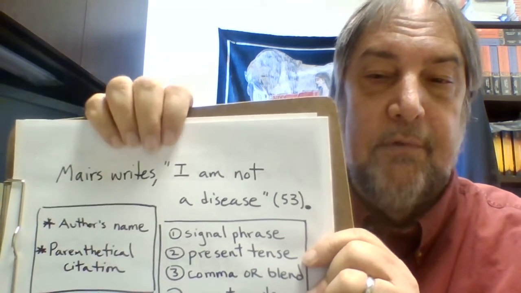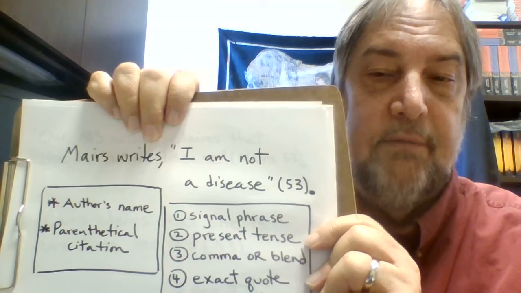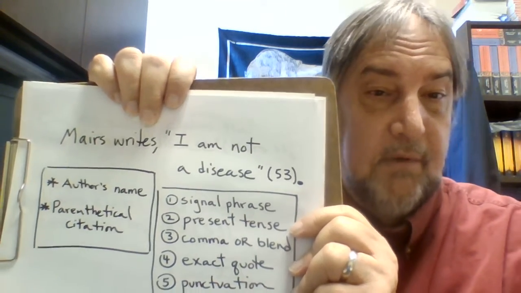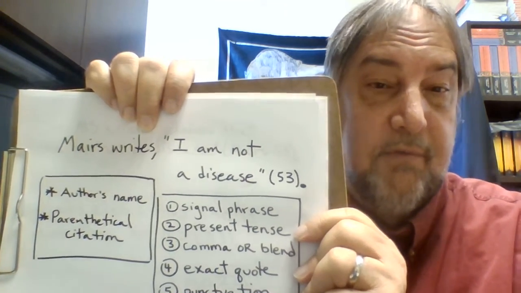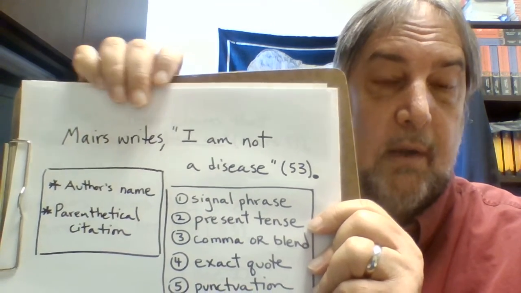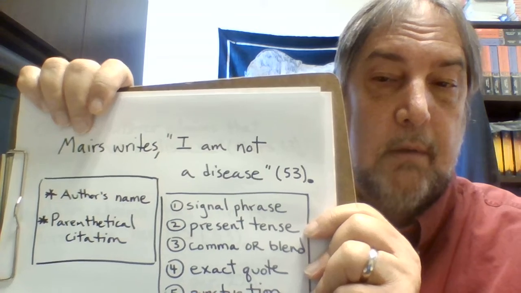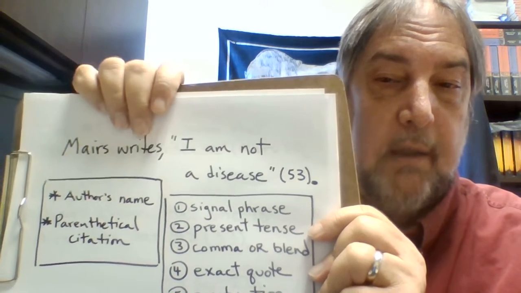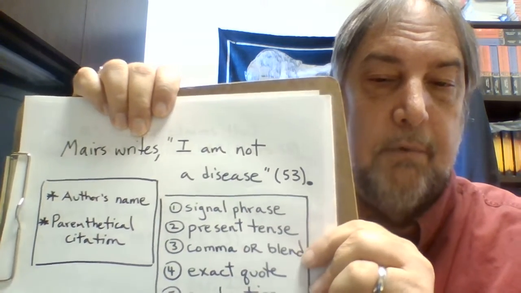Next, notice that the verb is in the present tense. We call that literary present tense, and it's just a convention that we follow when presenting source material in this manner. So Mayers writes.